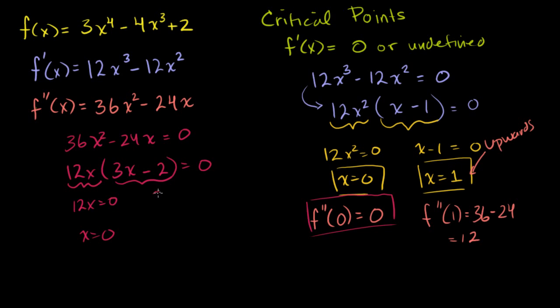So let's write that. 3x minus 2 is equal to 0. 3x is equal to 2, just adding 2 to both sides. So x is equal to 2/3. So this is another interesting point that we haven't really hit upon before. That might be an inflection point. The reason I say it might be is because the second derivative is definitely 0 here. You put 2/3 here, you're going to get 0.